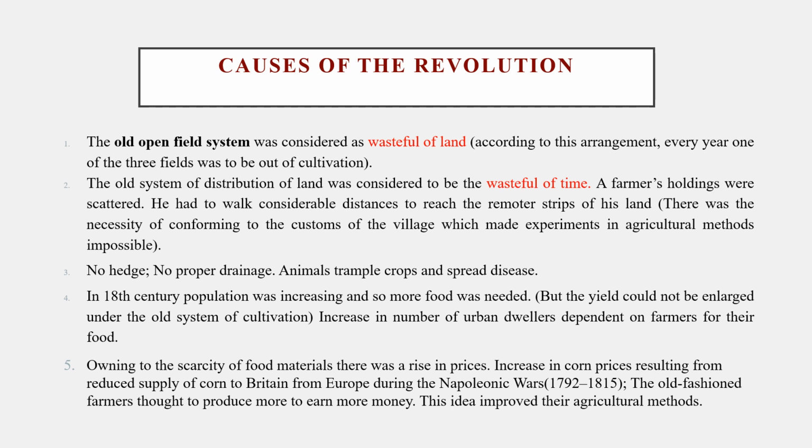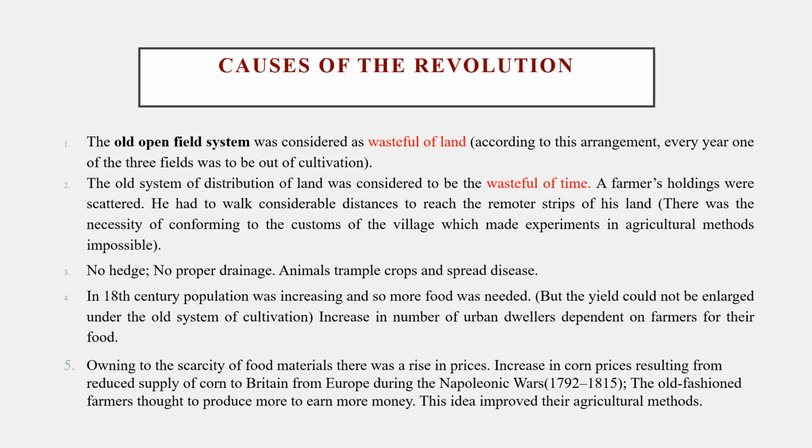Secondly, the farmer's lands were very scattered, so he had to walk considerable distances to reach the remote places. And moreover, there were no hedges, and it led to the animals trampling crops and spreading disease. There was no proper drainage too.